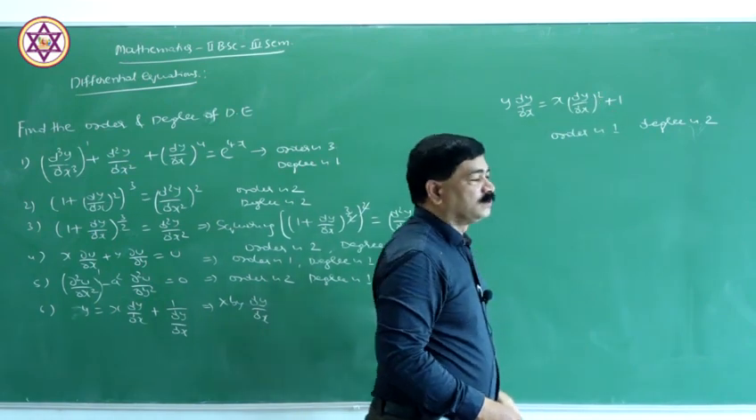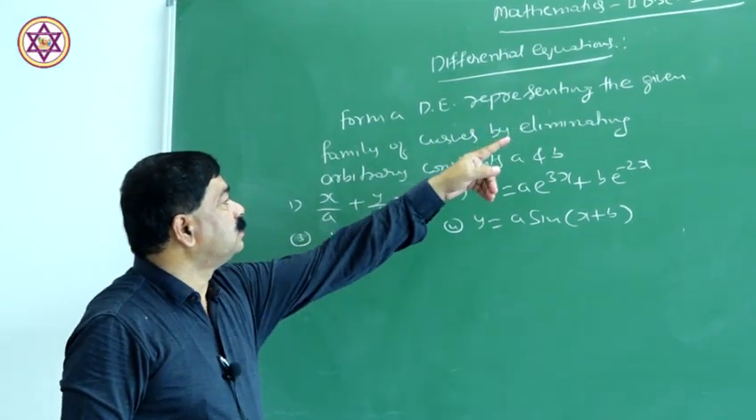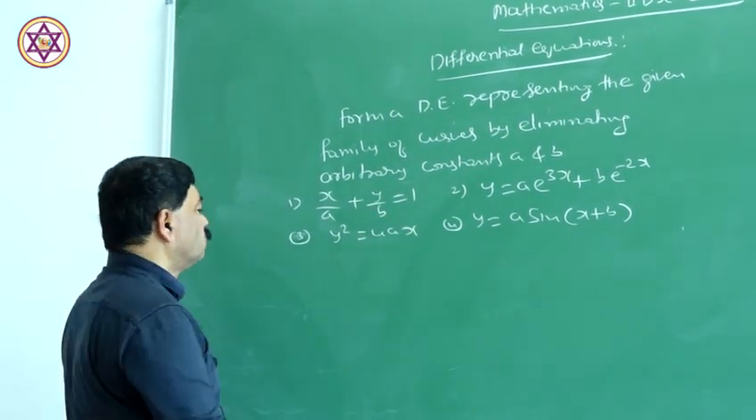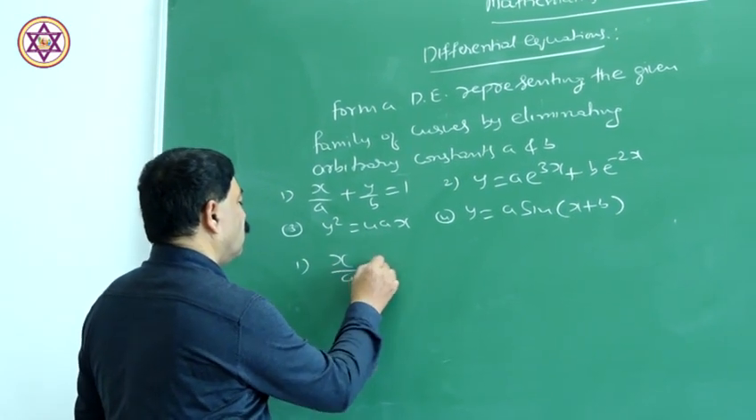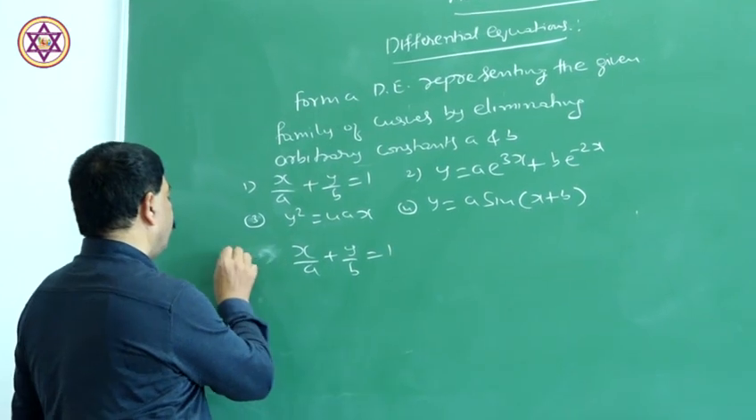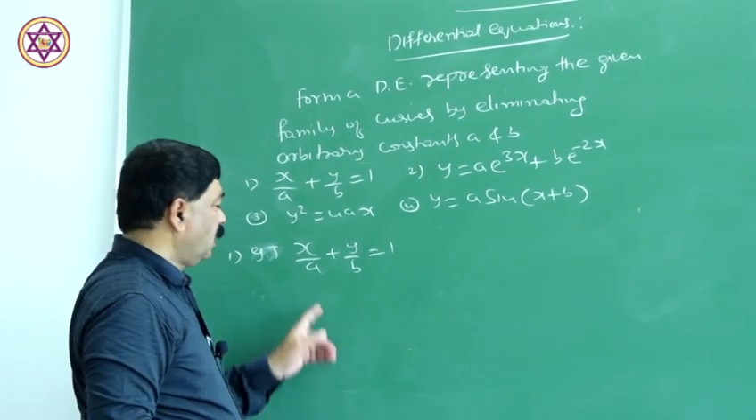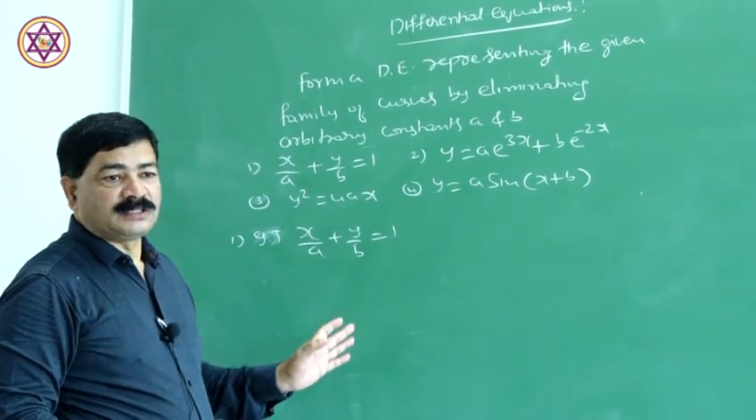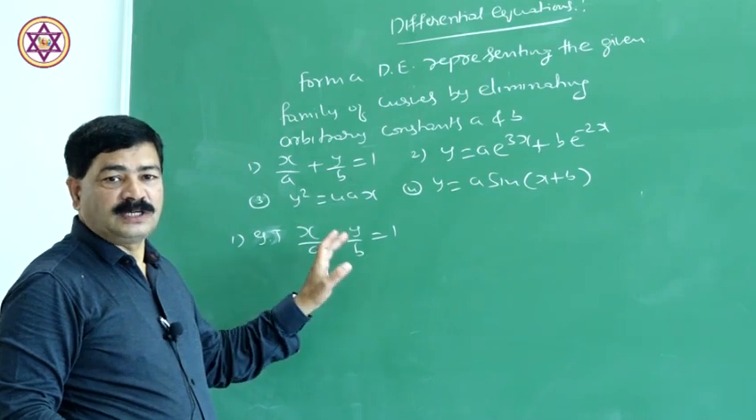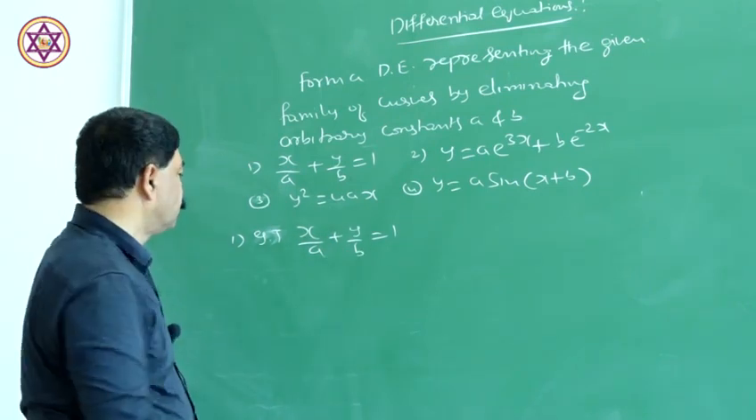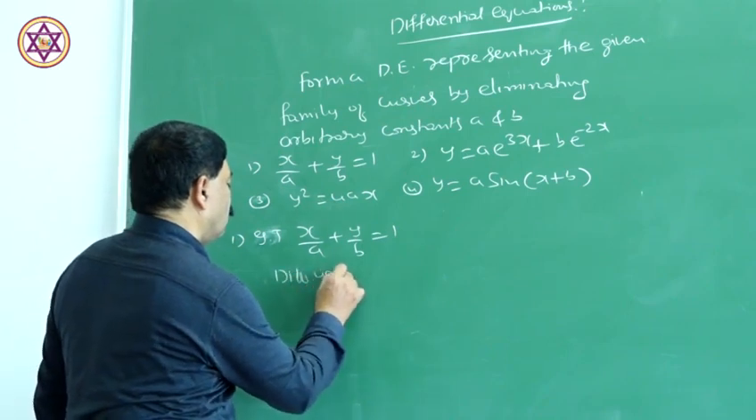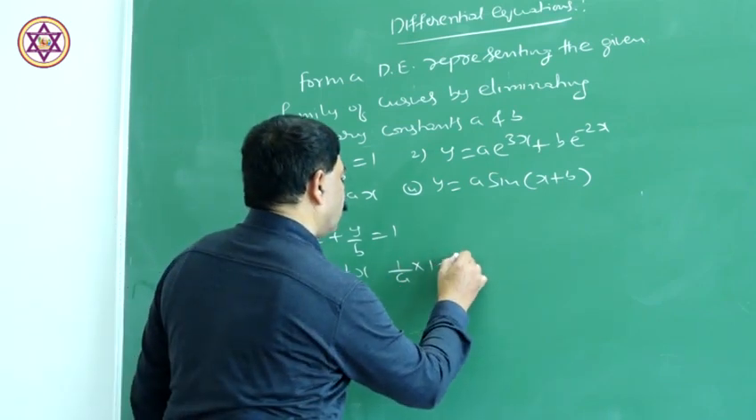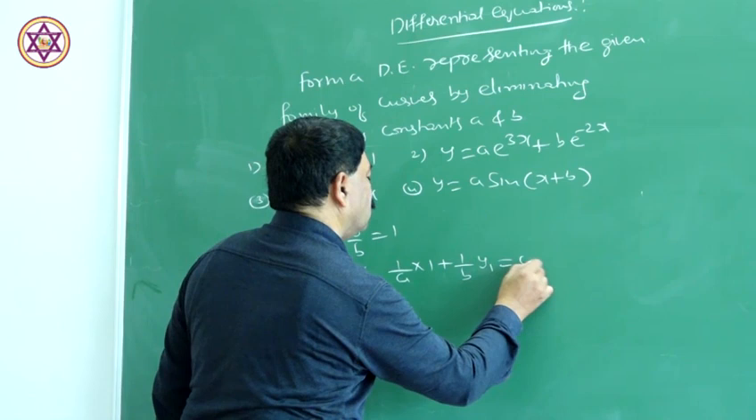So the degree is 2. Form a differential equation representing the given family of curves by eliminating the arbitrary constants a and b. First question: x/a + y/b = 1. Given that a and b are two arbitrary constants, we have to differentiate 2 times. So differentiate with respect to x: 1/a times the derivative of x, which is 1, plus 1/b times the derivative of y, y1, is equal to 0.